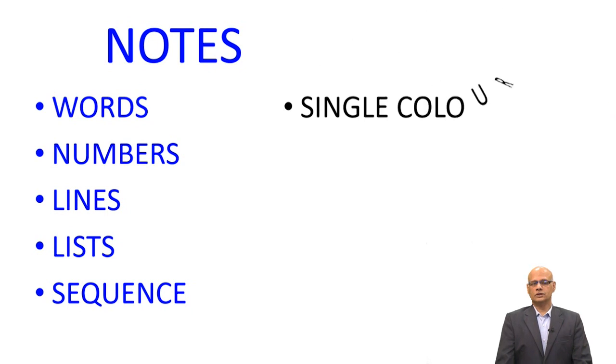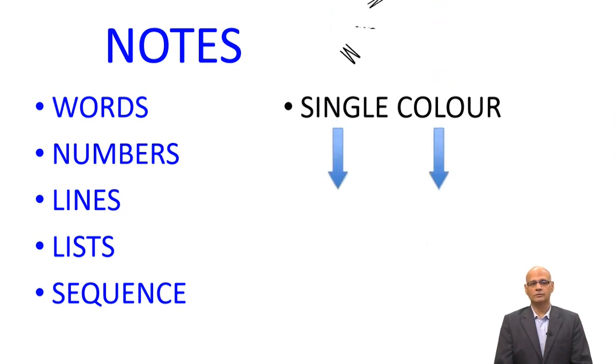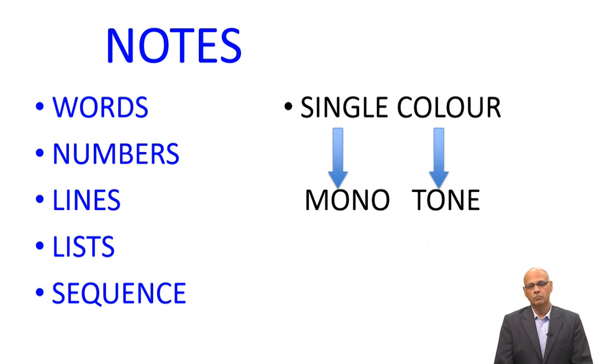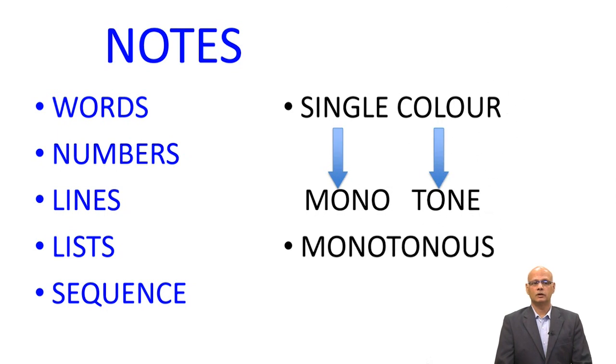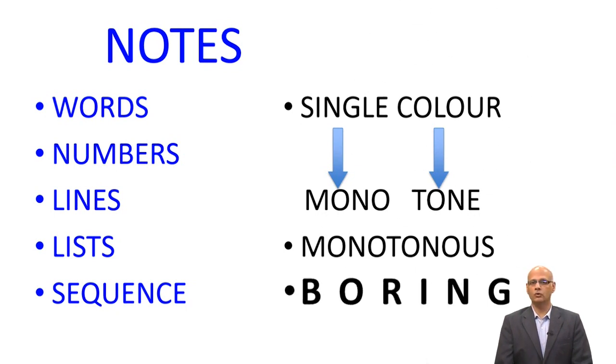How many of you use a single color, blue or a black pen? Yes, I think we've been using this since middle school, a single color pen. Single means mono and color means tone, monotone, which is the base of the word monotonous. And what does monotonous mean? When it's monotonous, it is very boring.